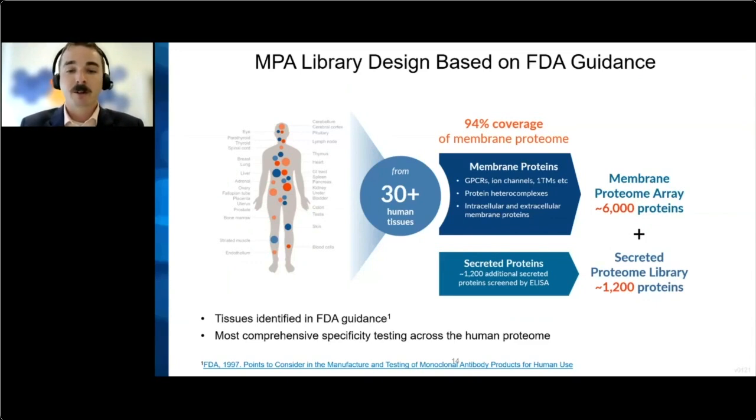Additionally, we've rolled out another library, the secreted protein library. This is really an interesting library to examine because the secreted proteins can cause off-target effects leading to drug attrition and some clinical trial issues. These secreted proteins could also be related to pharmacokinetics. So we rolled out this new protein library using 1,200 secreted proteins that are now tested in the most biologically relevant manner possible in an ELISA.